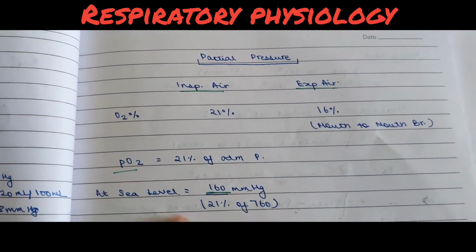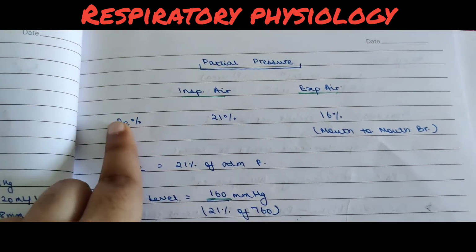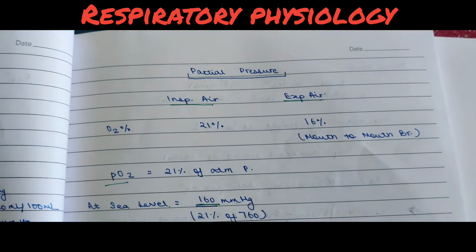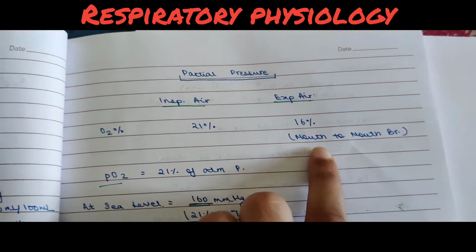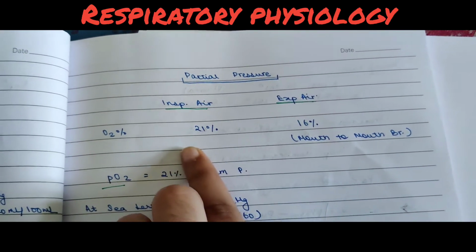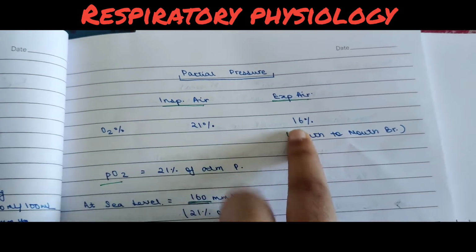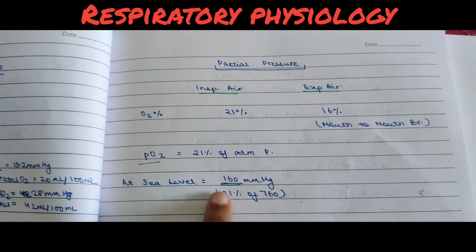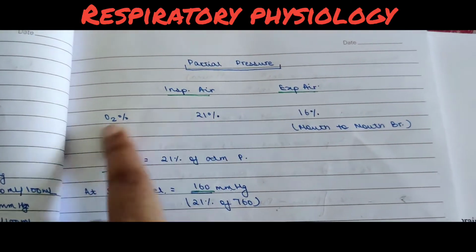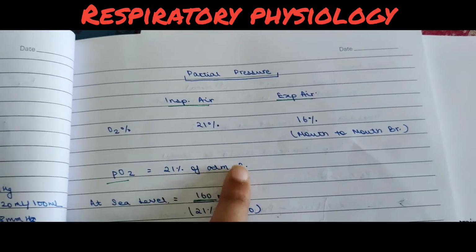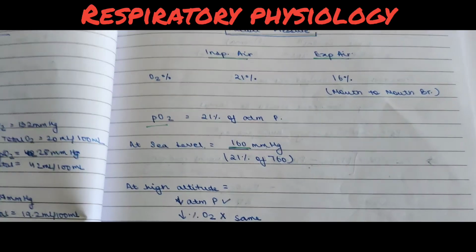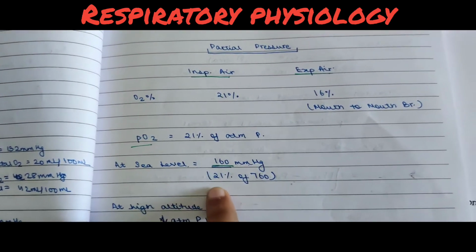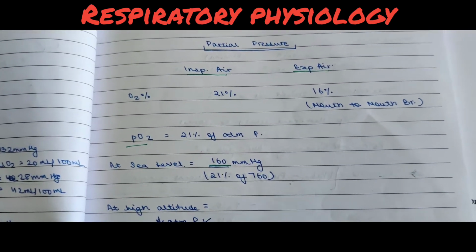So now let's see partial pressure. The partial pressure of oxygen in the inspired air is 21% and in the expired air it is 16%. So if mouth to mouth breathing is done, the oxygen in the inspired air will be 16%. Normal PO2 is 21% of atmospheric pressure. So this statement means that PO2 is 21% of atmospheric pressure. At sea level, it is 160 millimeter of mercury, that is 21% of 760 millimeter of mercury.